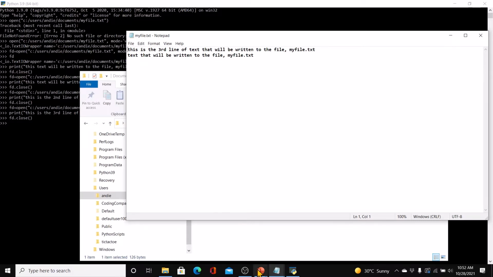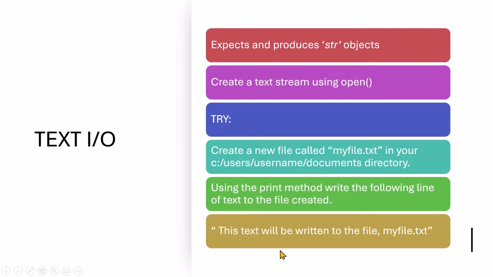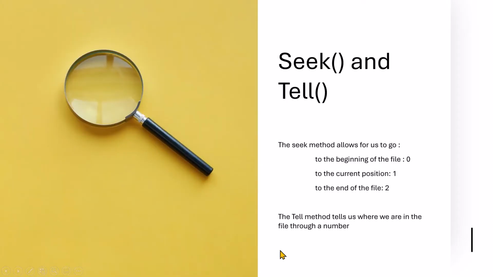And that brings us to the next part of our discussion, which is seek and tell. So we can use a seek method to go to a particular position in the file. The beginning of the file is indicated by number 0, current position by number 1, and end of file by the number 2. But with text files, we can seek only from the beginning of the file. We cannot go to any particular position from the current position, that is 1, or from the end of file.